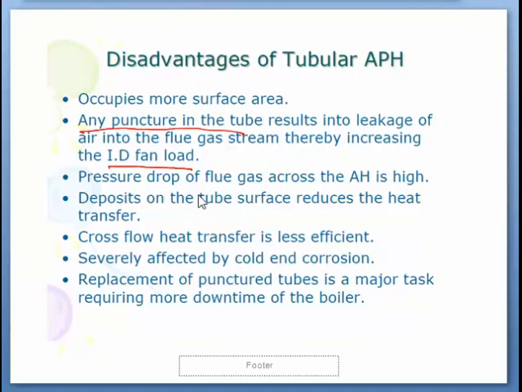The pressure drop of flue gas across the air preheater is high. Deposits on the tube surface reduce the heat transfer. It means because of the fouling of the tubes, the heat transfer will get reduced. Ultimately, that will reduce the efficiency of air preheating. This is also severely affected by the cold end corrosion, and replacement of punctured tubes is a major task requiring more downtime of the boiler.